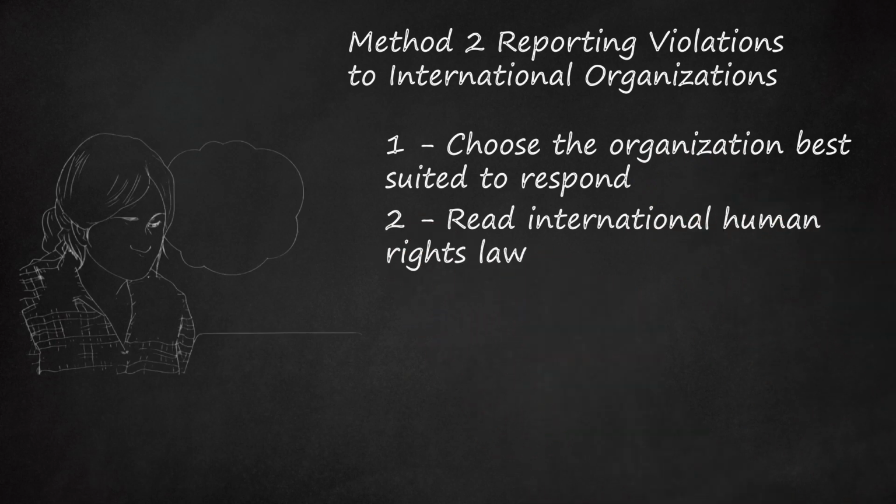Particularly if you intend to contact an international organization such as the UN, you must be able to point to the particular part of international law that is being violated. Basic human rights that most all cultures agree upon are articulated in documents such as the Universal Declaration of Human Rights, the International Covenant on Economic, Social and Cultural Rights, and the International Covenant on Civil and Political Rights.